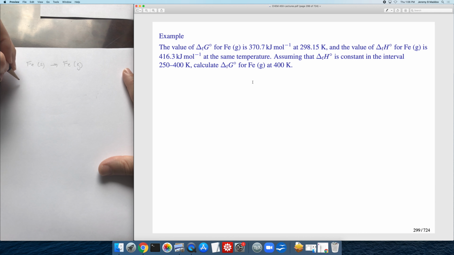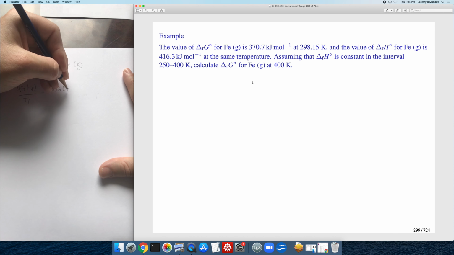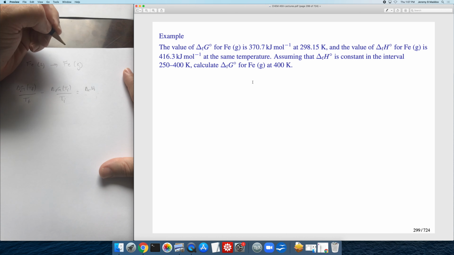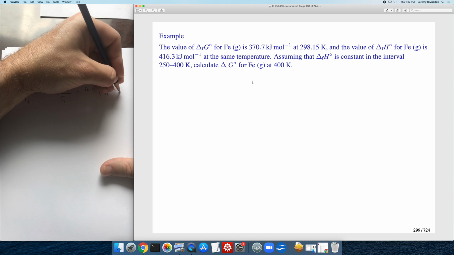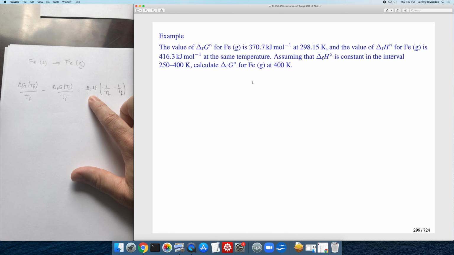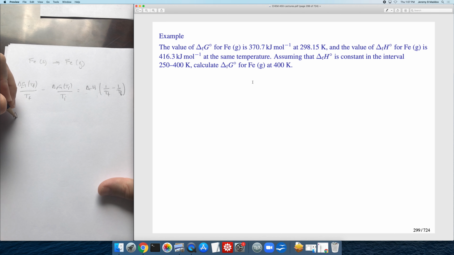So the Gibbs-Helmholtz formula is that the delta G for this reaction at TF divided by TF, minus the Gibbs energy for the reaction at TI divided by TI, equals the enthalpy of the reaction times 1 over TF minus 1 over TI. Okay, so we know the two temperatures, we know delta H, we know this Gibbs energy, and they want us to find that Gibbs energy.